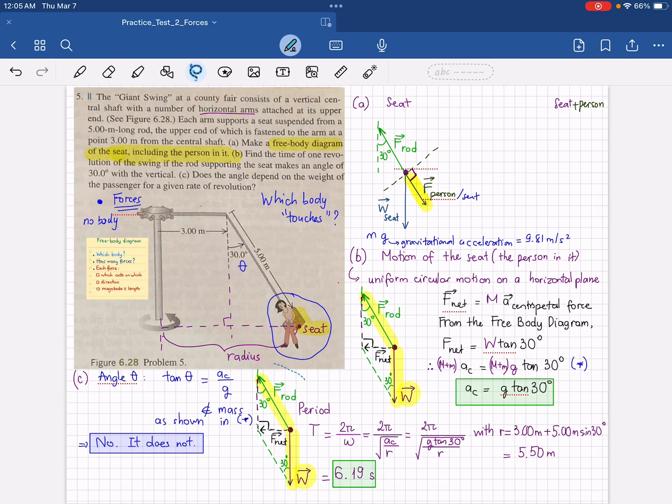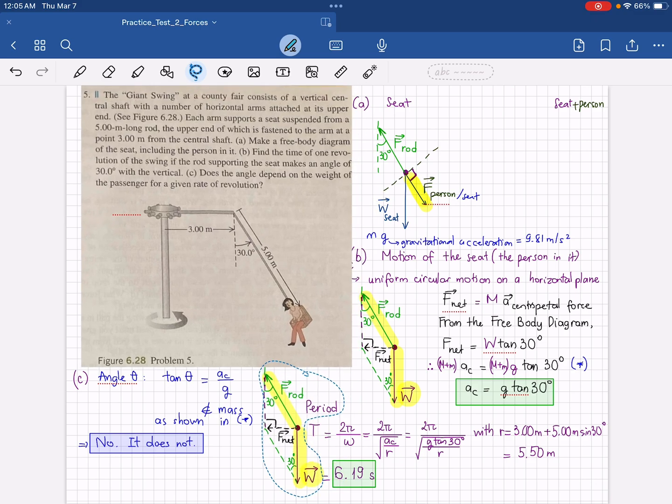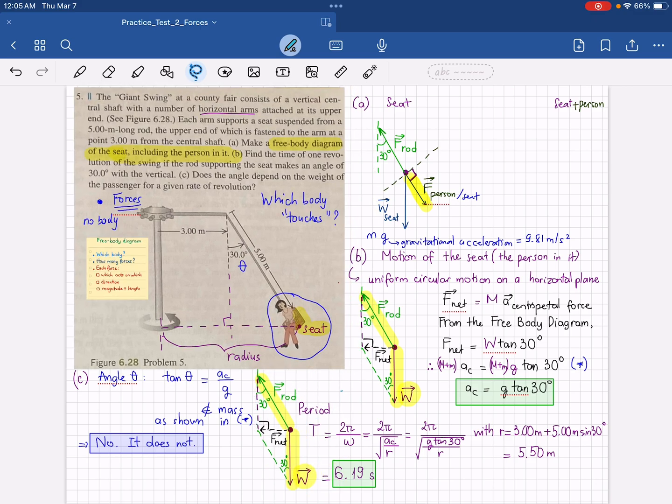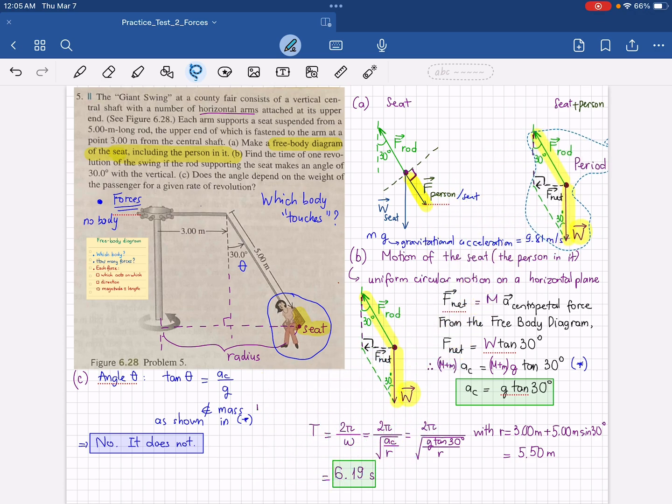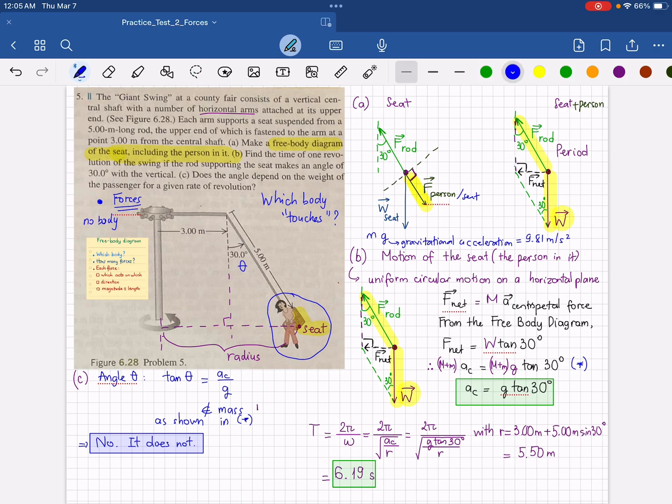So let me make this one here. This one is actually the free body diagram that they're asking for. When we include the seat and the person together here, this mass is M, the mass of the seat and the person together.